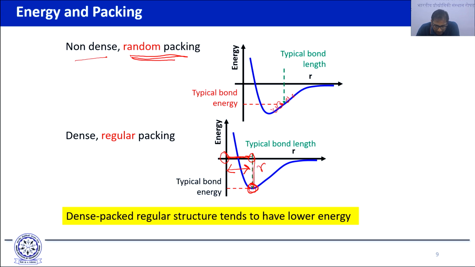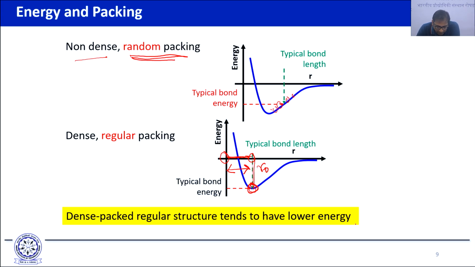So let's call that R0. And this is essentially your equilibrium spacing between the atoms. So these regularly packed structures happen to be much more dense and much more periodic, because the interatomic spacing stays constant and that gets repeated throughout. In the case of the random structures, that's not going to happen.